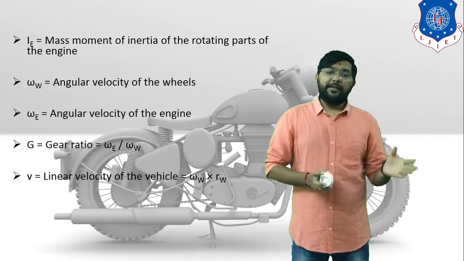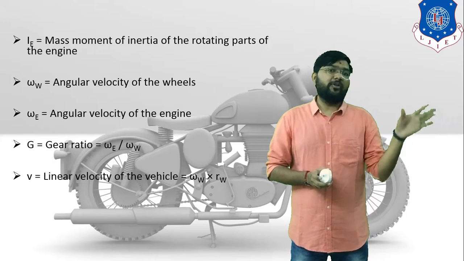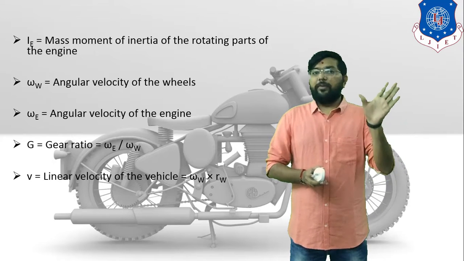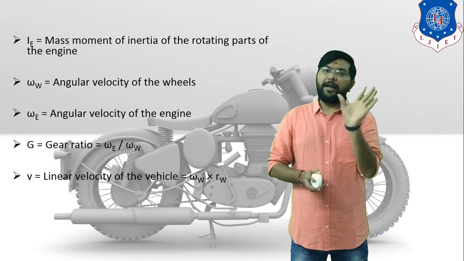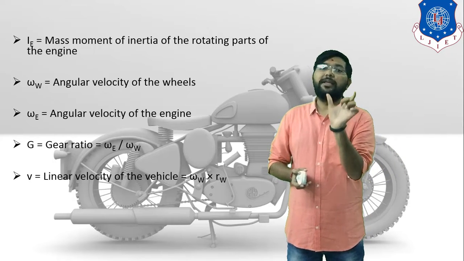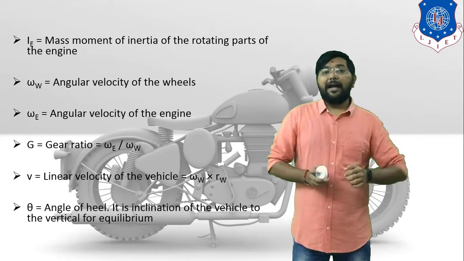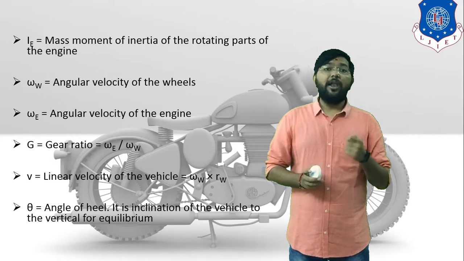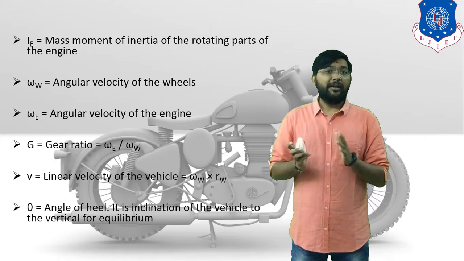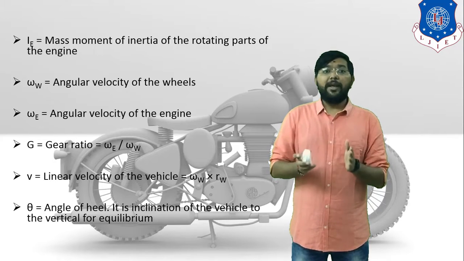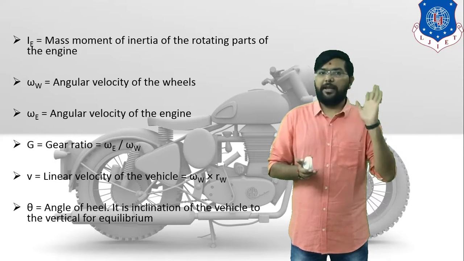Capital V indicates the linear velocity of the vehicle. You all know the relationship between linear velocity and angular velocity: omega is equal to V by R. Based on that you can write V is equal to omega W into Rw, because we are discussing the linear velocity of the wheel. And theta, now what is theta? That is the angle of heel. Whenever you take a turn, left turn or right turn, at that time your bike makes an angle with the vertical axis. That angle is the angle of heel.